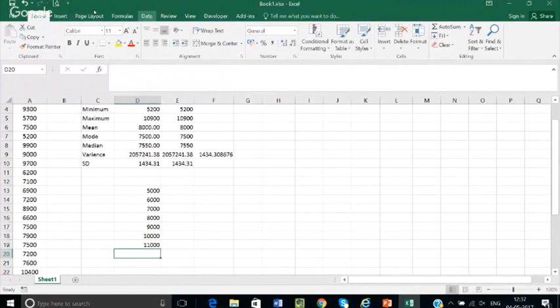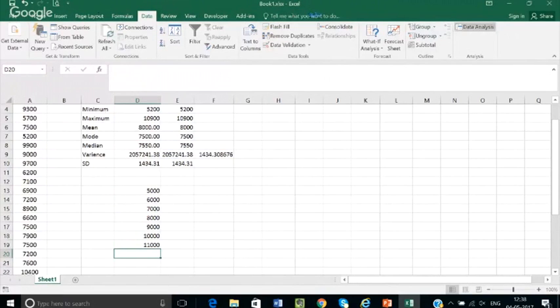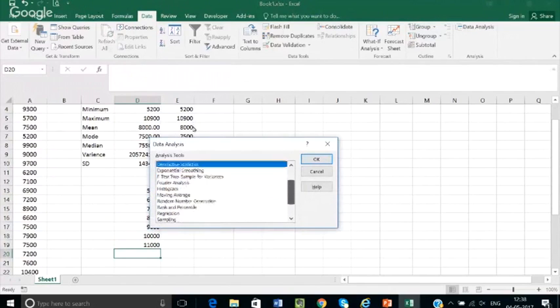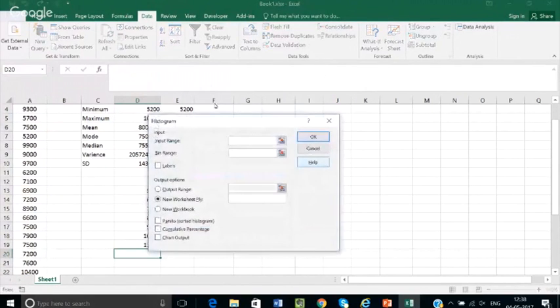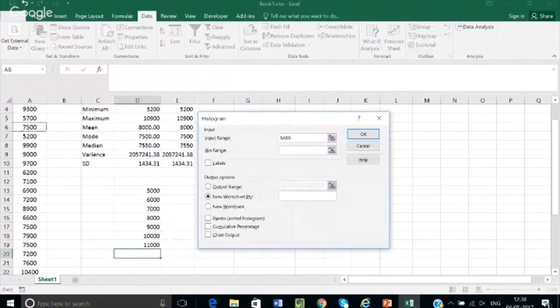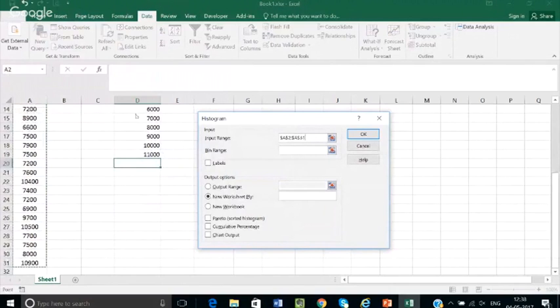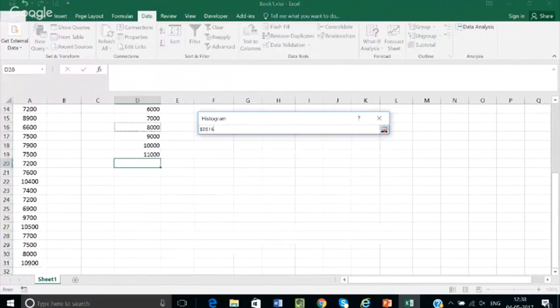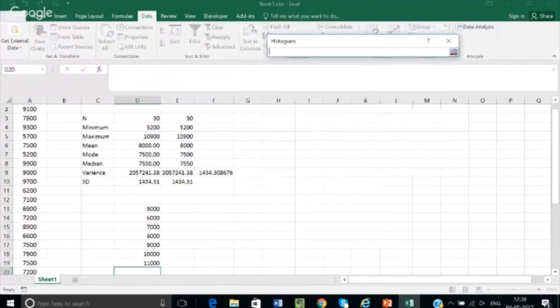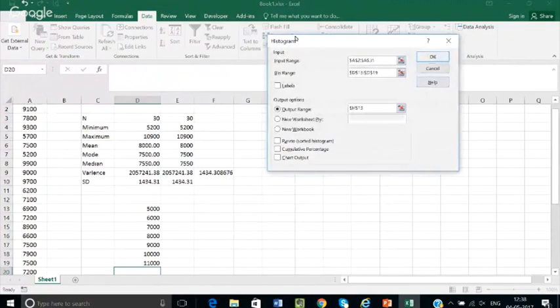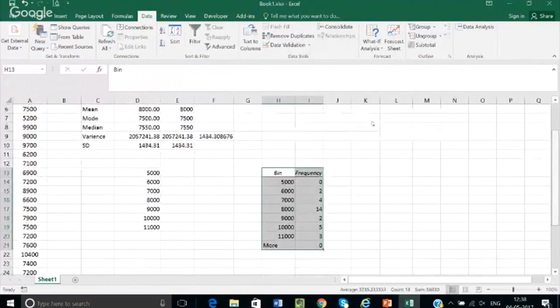For that we will go to Data Analysis, and Histogram is there. You have to give the input range, and the bin range is this one, the classes we prepared. The output range we can define anywhere, in a blank space you can click. This will give the frequency. Okay, in this way we can make the frequency.